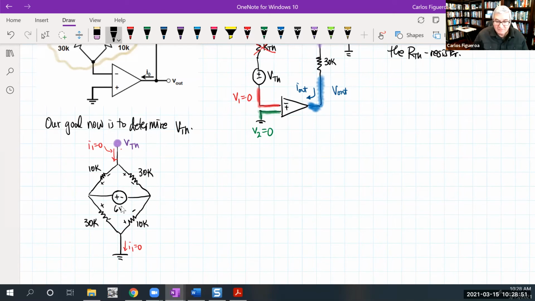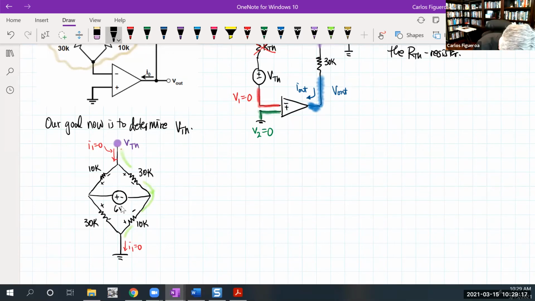So all I have to do now is follow a path to ground. We could follow any path you want, but here we go. The path that I'm going to follow is going to go along here, along this path, this way, all the way down to ground. So let's do that. If I do that, what do I see here?